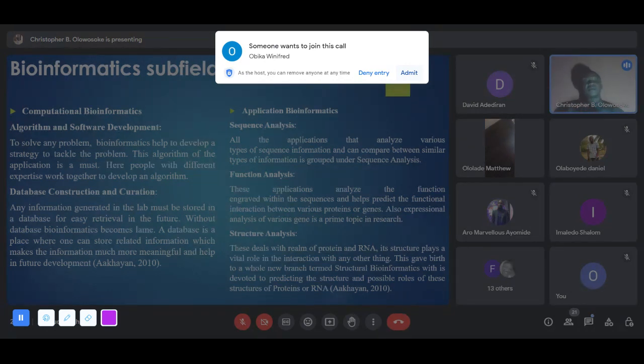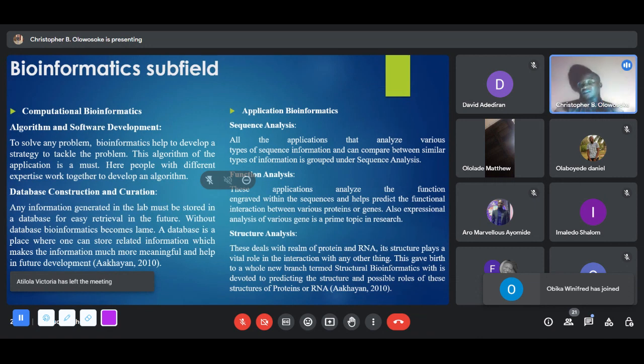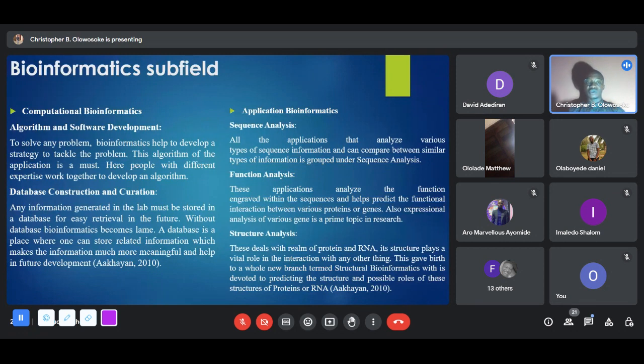Now, in the computational bioinformatics subfield, we have algorithm and software development. This is where computer scientists, mathematicians, and statisticians come into play to develop algorithms that are relevant for us to conduct analysis in the lab or in the comfort of your house. So, in computational bioinformatics, you are able to build software and develop algorithms that are relevant to whatever biological analysis you want to do.